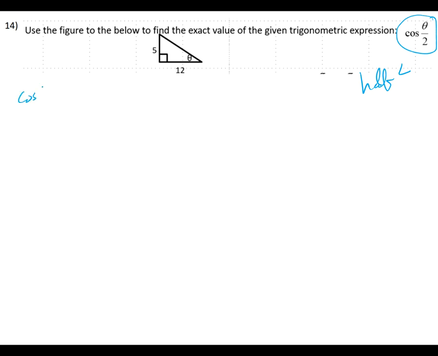So cosine of theta over 2. Help me out with the formula. So what do we write down? Plus or minus the square root of 1 plus cosine over 2, in this case theta over 2, right? So I only need to find the cosine of that triangle. Do I have enough parts of that triangle to find cosine? Of course not, right? That's just too easy. So what's my hypotenuse? 13. So if you have 5, 12, 13 memorized, great; otherwise you use the Pythagorean theorem.